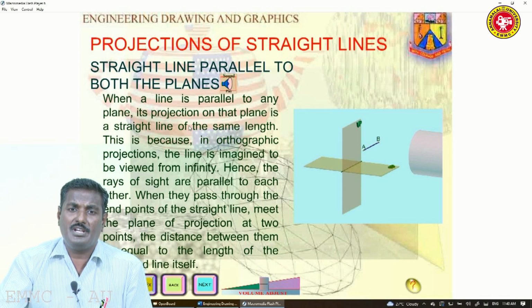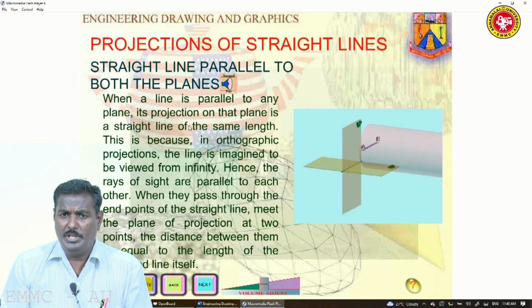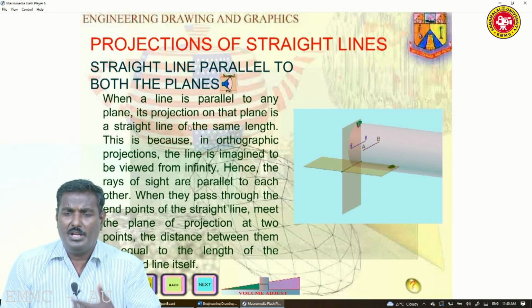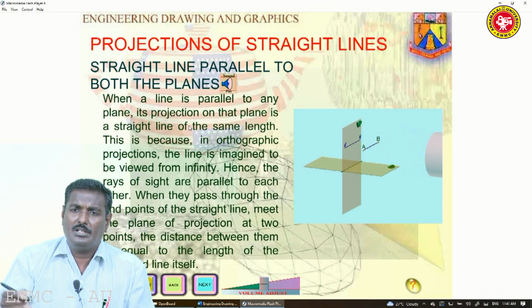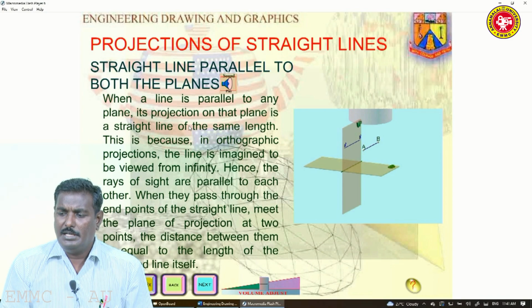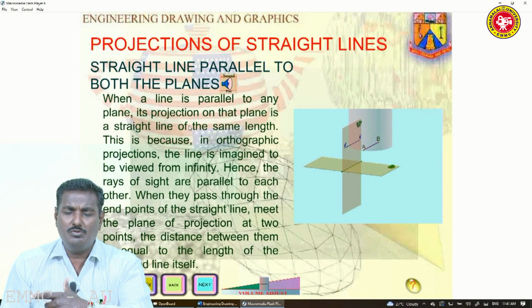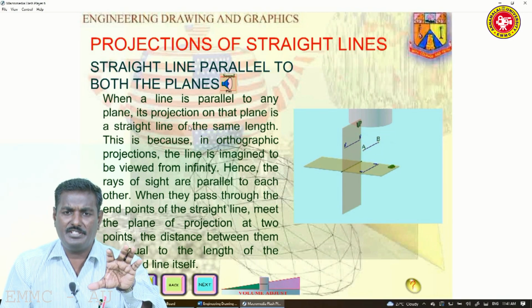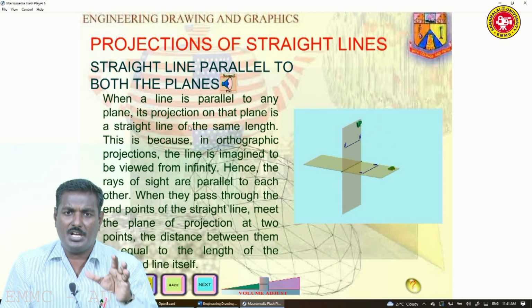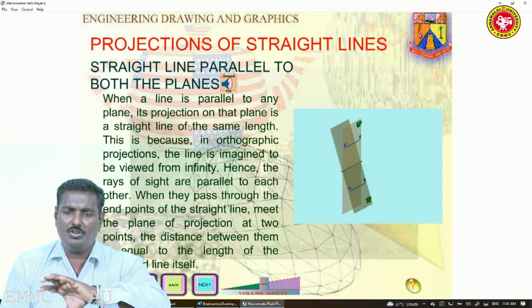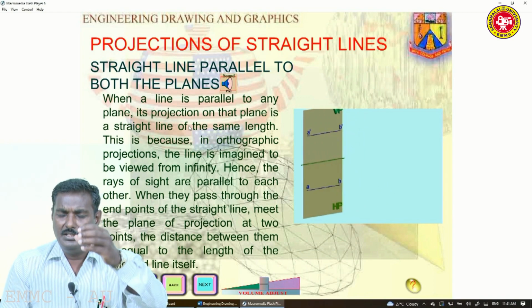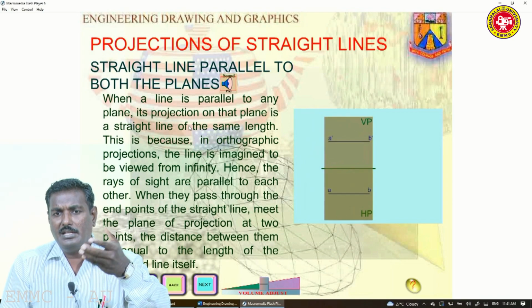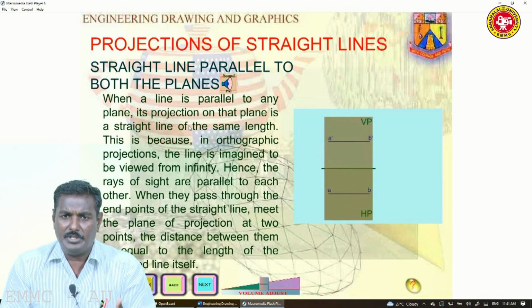Now we are looking at animations. What about a line parallel to both planes? On the left-hand side of the screen, try to look at the animation. The line is parallel to both the vertical and the horizontal planes, traced by projected visual rays. As I already said, these are projectors. The projectors project onto the plane, and then it is traced and put on a single paper.